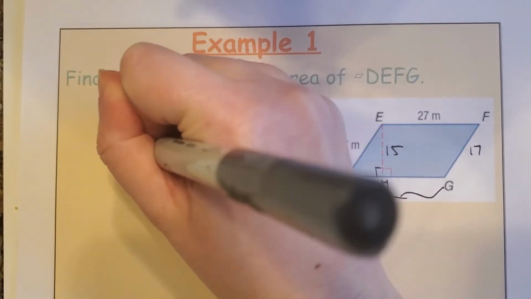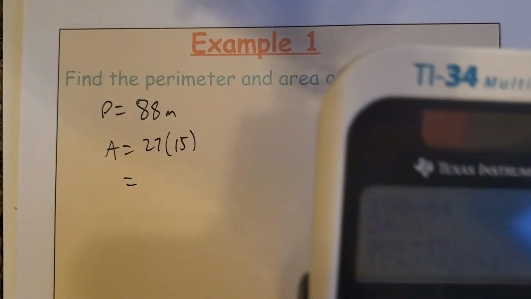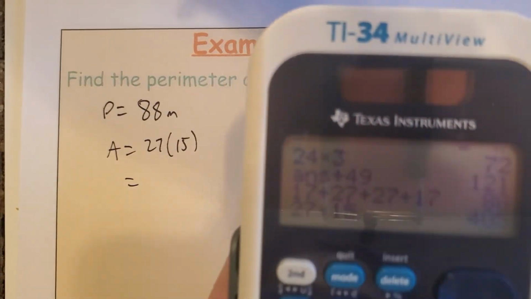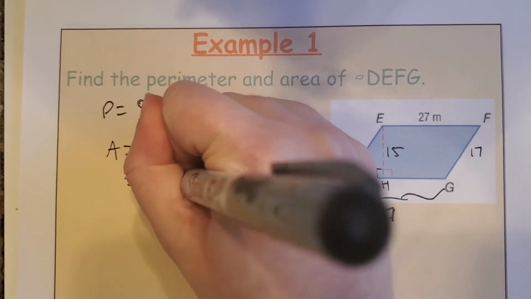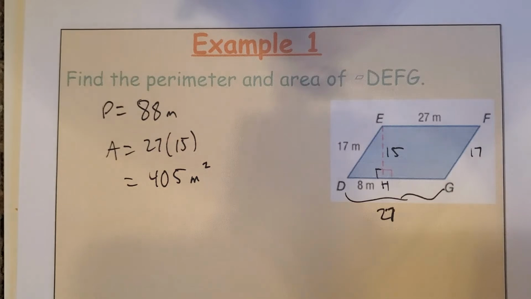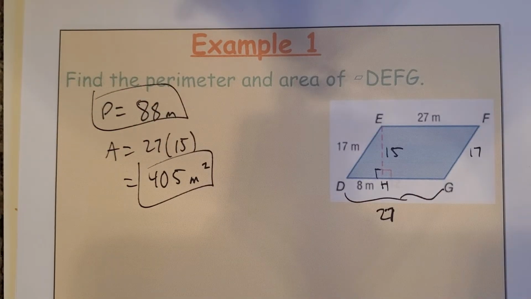So the area then is 27 times 15, which is 405. So this is 405 meters squared.